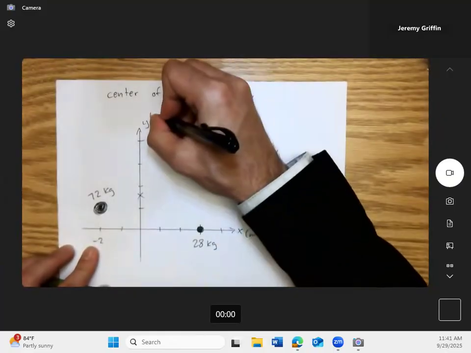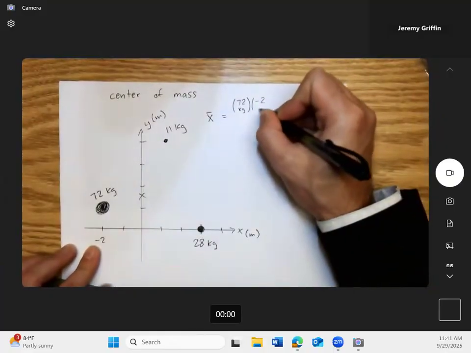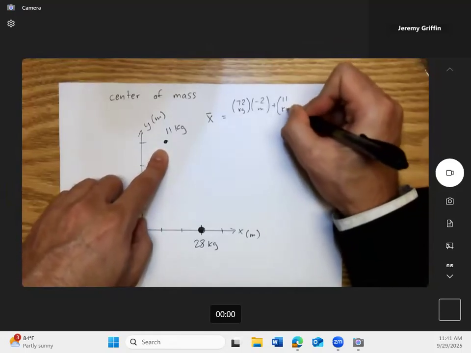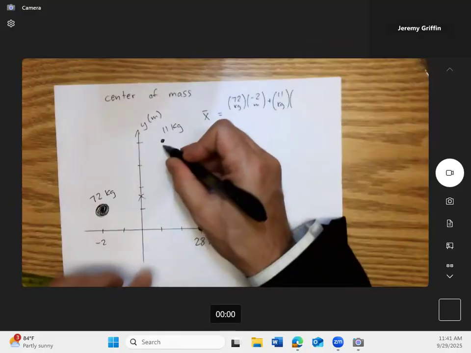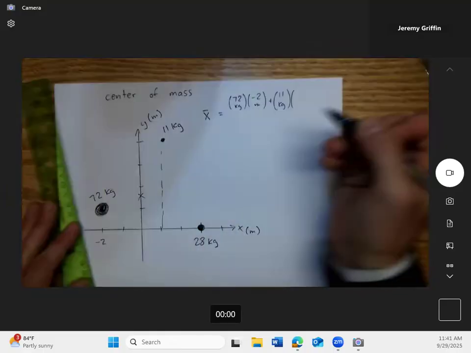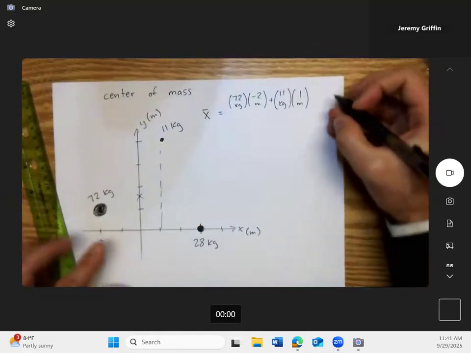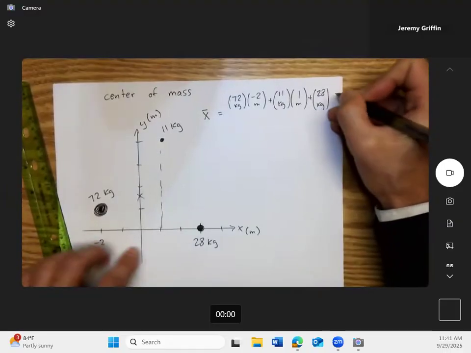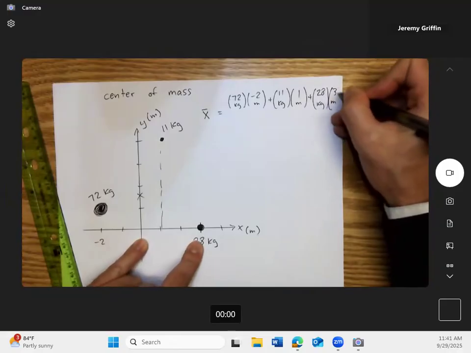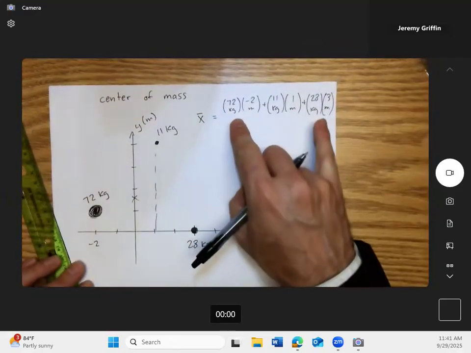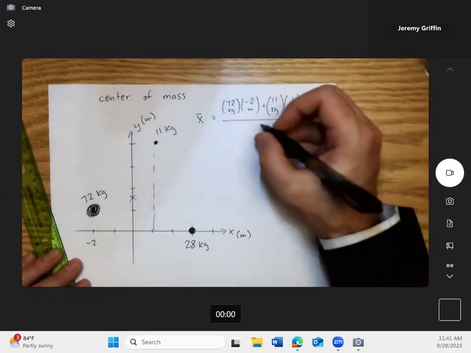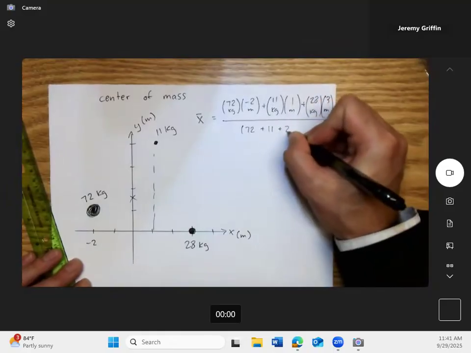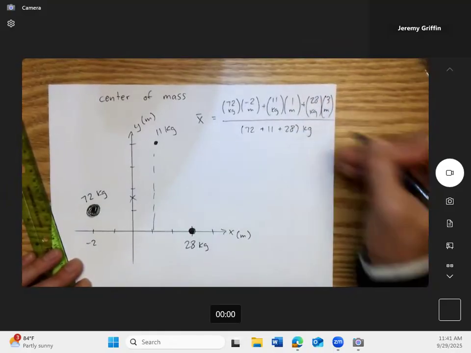And this could also be in meters. So -2 meters plus, and then here I have 11 kilograms at the 1 meter, and then I have plus 28 kilograms at 3 meters. Right? Isn't that all the mass times location added up? Divided by the sum of the masses, that would be 72 plus 11 plus 28 kilograms. Right? And that would be true?